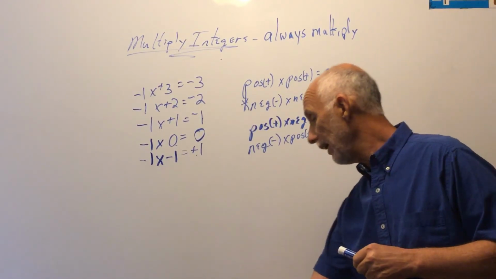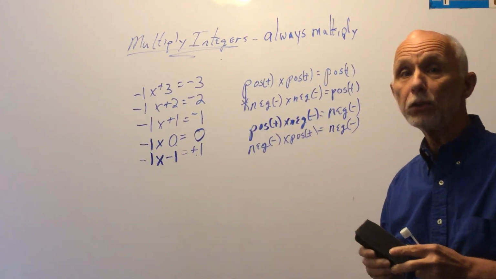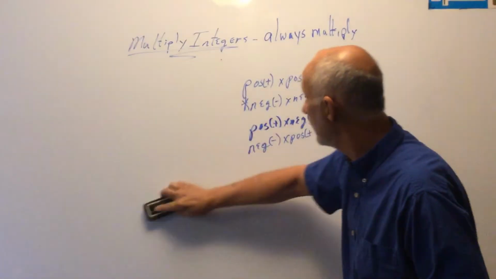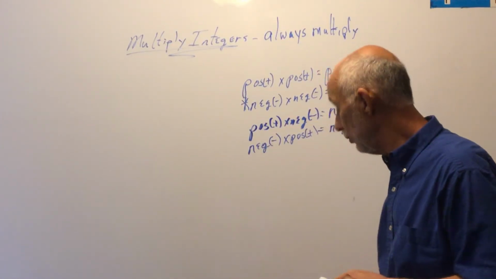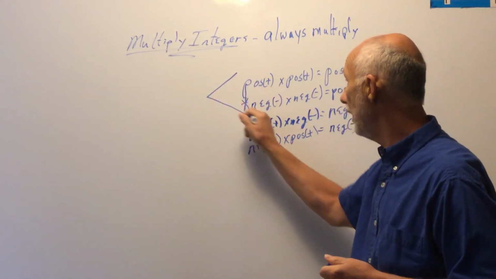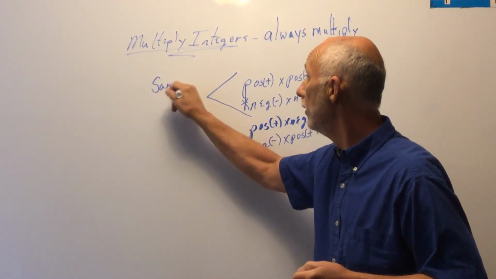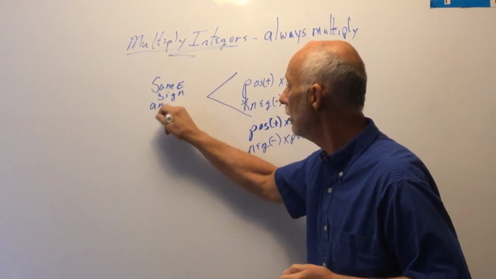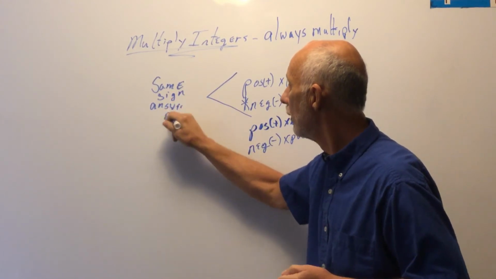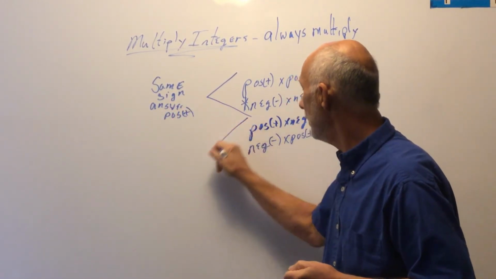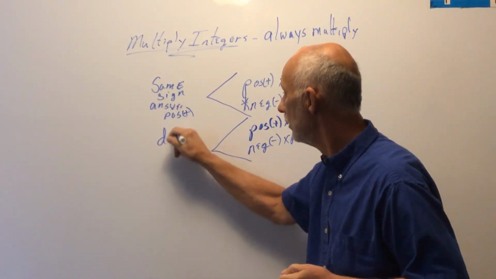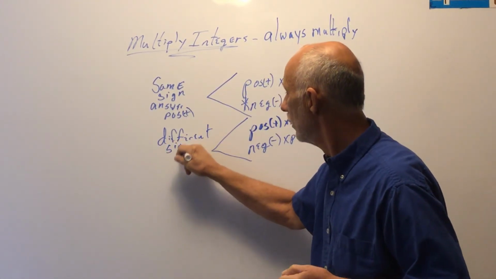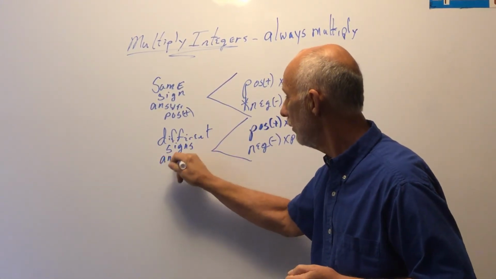By the way, the fact that a negative times a negative is a positive does confuse some people, but the fact that a negative times a negative is a positive makes it easy to take your 4 rules and boil them down to 2 rules. And those rules would be this: same sign, answer positive. And different signs, answer negative.